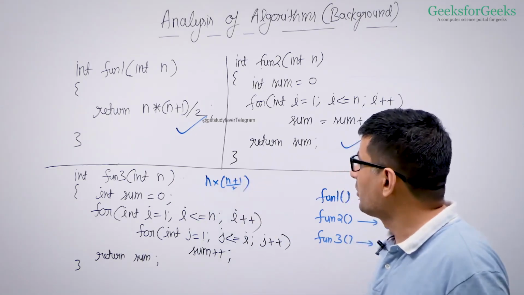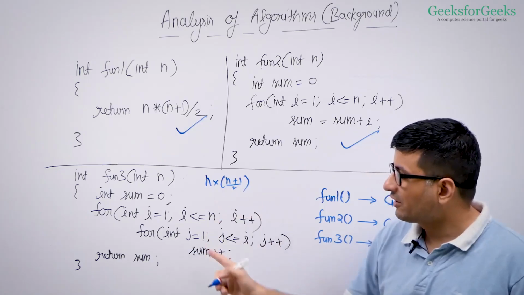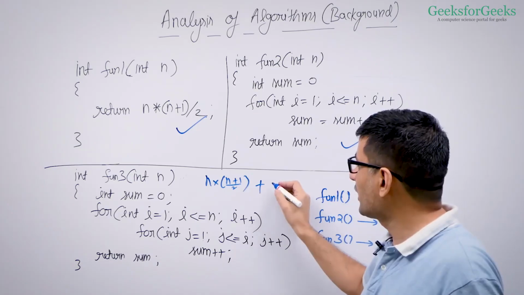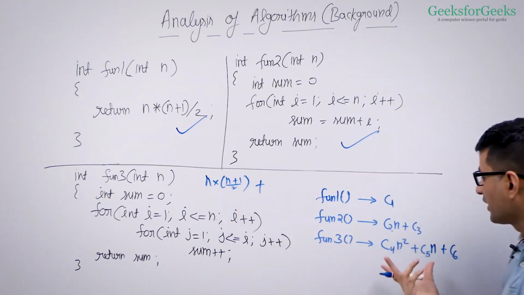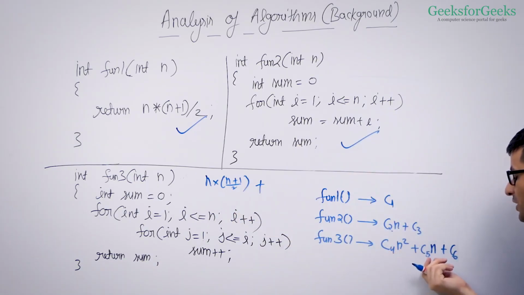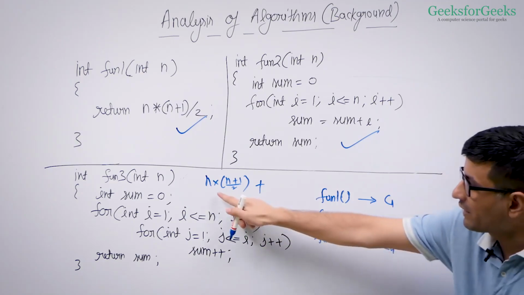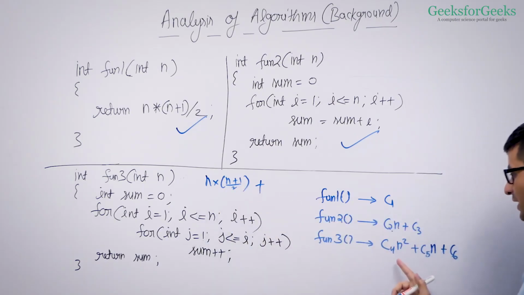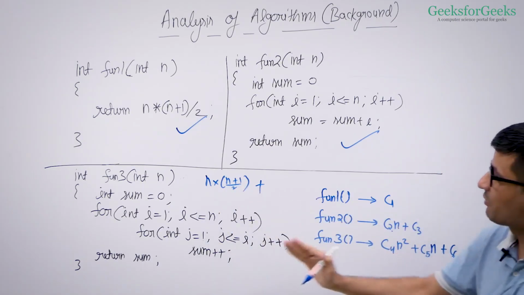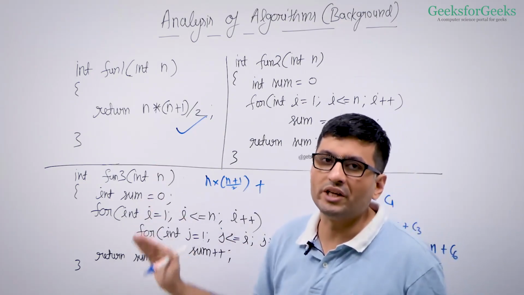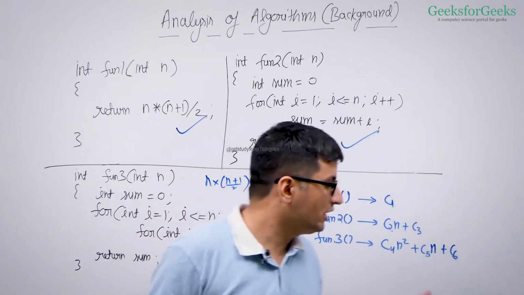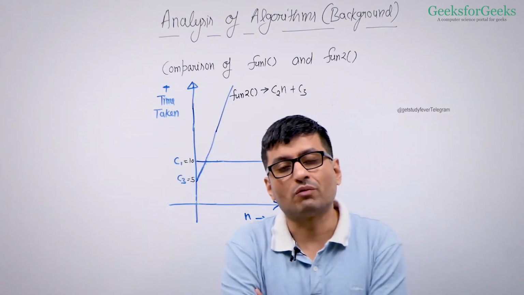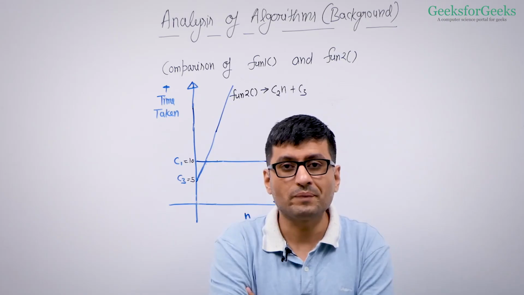Right? Then you have more expressions inside it, right? So there's this constant work, right? That is why I have written it as C4n square plus C5n plus C6. C5n covers the linear part, for the quadratic part I have written C4n square, then I have written some constant to cover the remaining work, right? So that's how we get the expression for fun3. So we have got expressions for fun1, fun2 and fun3.